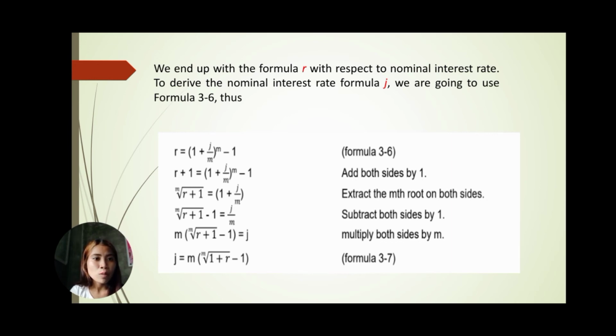Add both sides by 1 to cancel out the negative 1 on the right portion, then extract the nth root on both sides, then subtract both sides by 1, and multiply both sides by n. Therefore, we come up with the formula of the nominal interest rate as J = m times the quantity of the nth root of 1 plus r, minus 1.